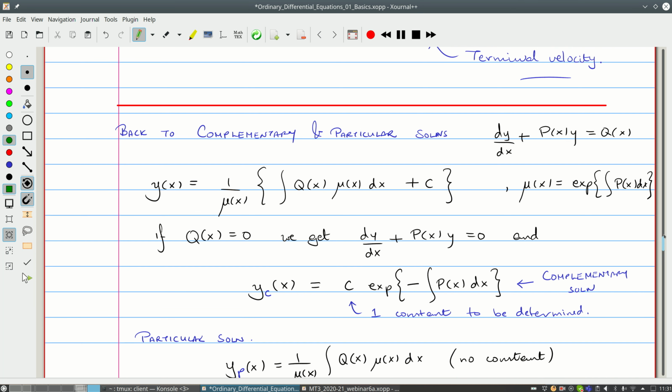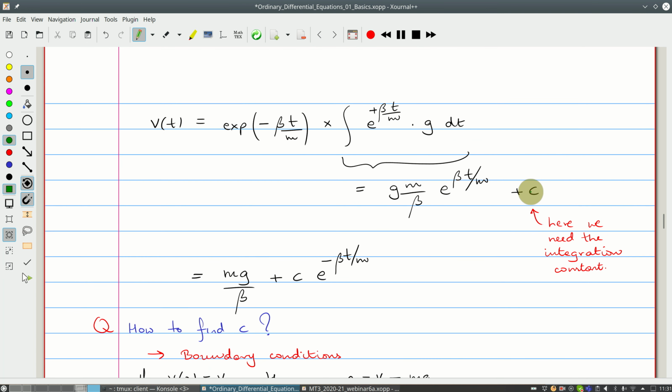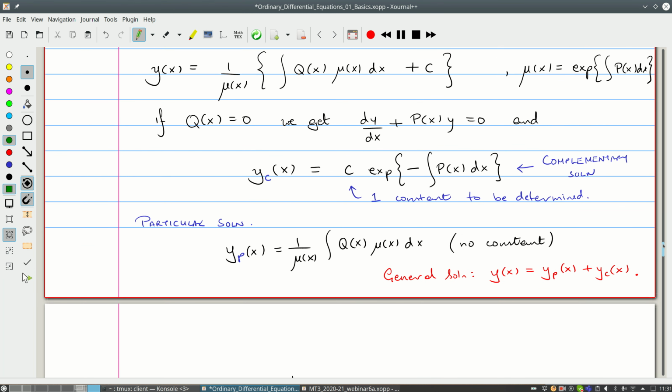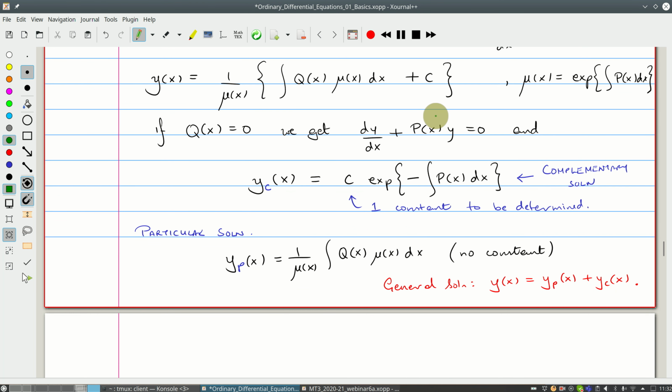Remember, we included it up here. We got the constant c. I've kept it explicit there so that we can see what's going on. Okay, and we know what mu is. It's the exponential of the integral of p(x) dx.